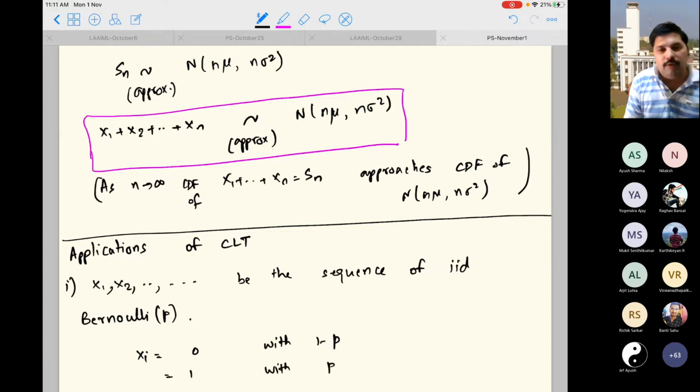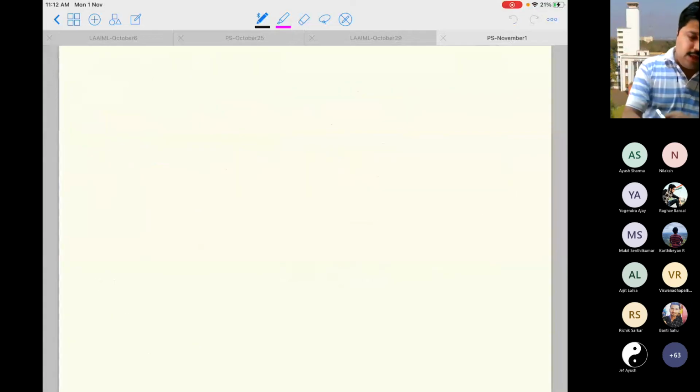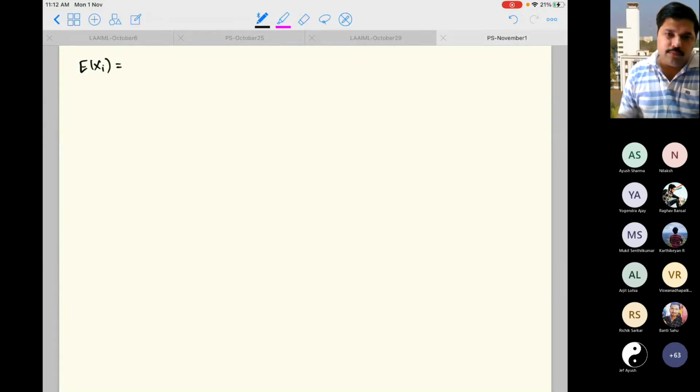So you are doing a coin flip, and suppose this 1 corresponds to heads, then you get heads with probability P, and you get tails with probability 1 minus P, right? So that is what you have. And this is your Bernoulli random variable: X is equal to 0 with probability 1 minus P and is equal to 1 with probability P. So what is the mean of each of these Xi, the mean of this Bernoulli random variable?